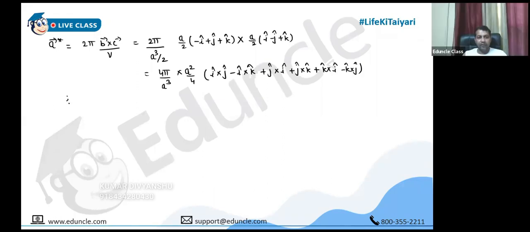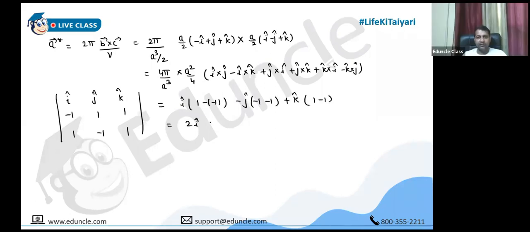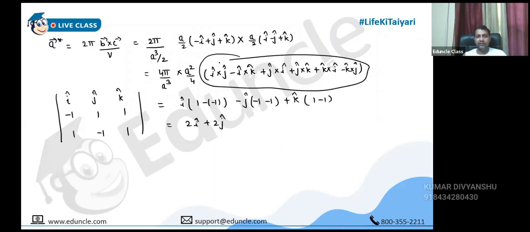There is another way of getting the cross product, like this: 1, minus 1, 1. This way also you can calculate this cross product. So you can see you are getting 2i plus 2j. If you are not comfortable with this way, then you can calculate this cross product in the other manner. Clear?